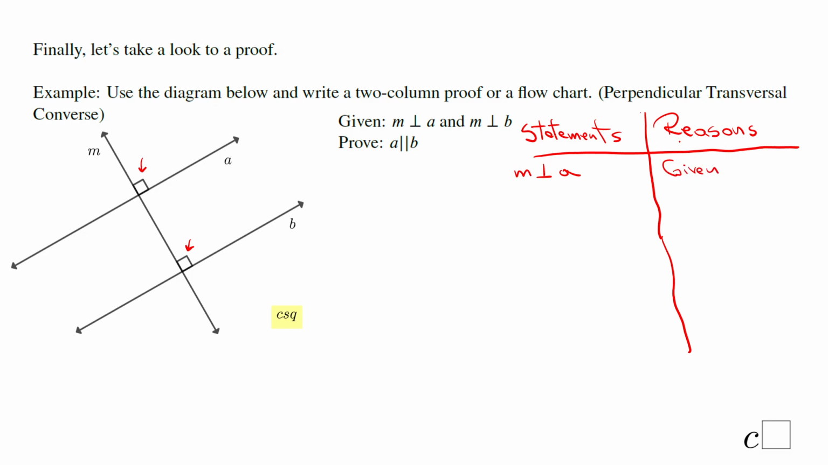Based on this statement I can say this angle 1 here is 90 degrees, right? So, right angle, I can write this angle 1 is a right angle, and this will be the definition of perpendicular lines. And then I can write here the measure of angle 1 is 90 degrees. This is the definition of a right angle.